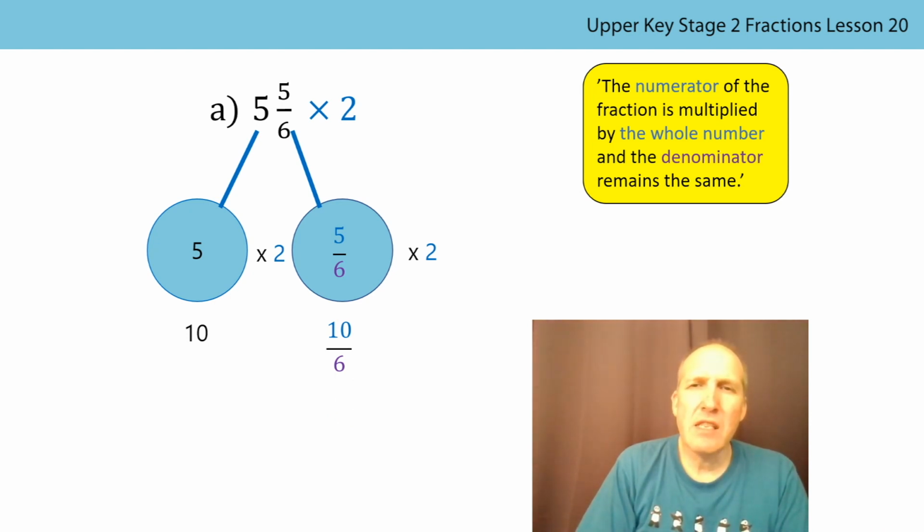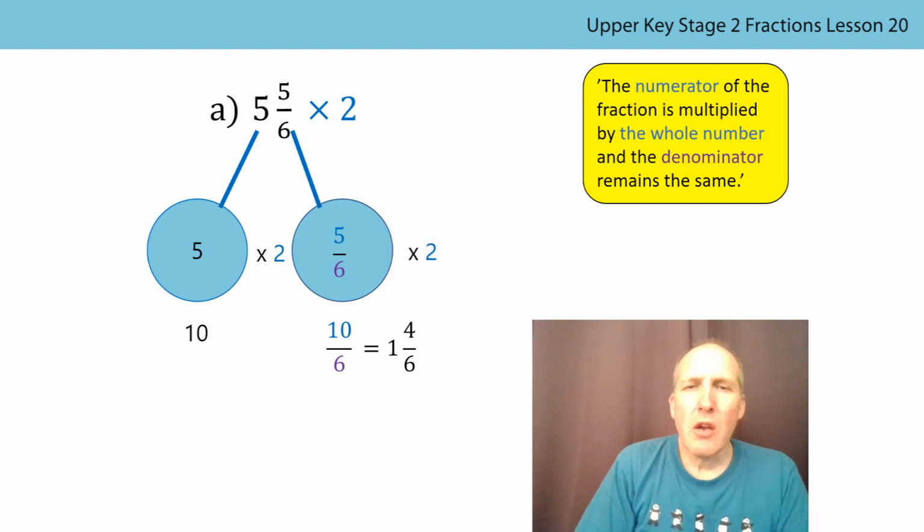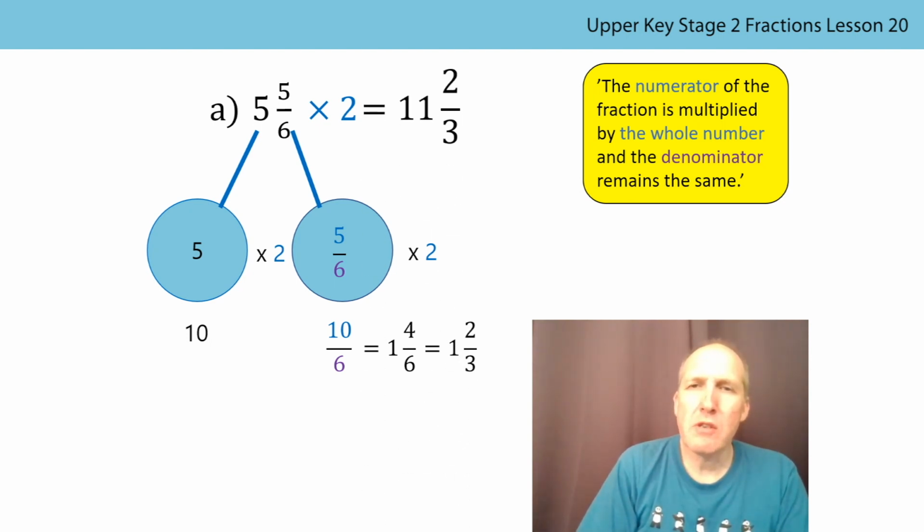10 and 10/6. Can you see a problem? That's it. We can't have an improper fraction within a mixed number. Mixed numbers are made up of a whole number and a fraction, a proper fraction. Okay, so 6/6 is 1 whole. So 10/6 is 1 whole and 4/6. Now we can simplify that 4/6 to 2/3. So now we have 1 and 2/3 plus 10, 11 and 2/3. Is that what you got? Well done if you did.